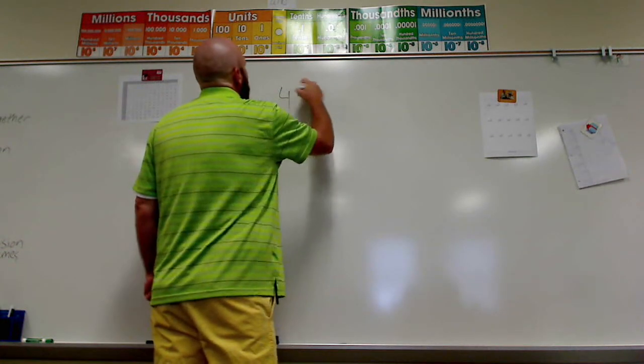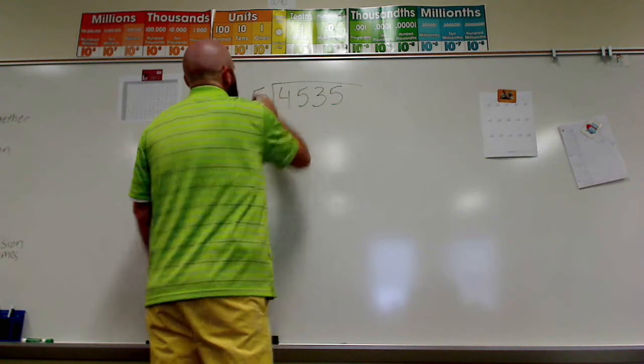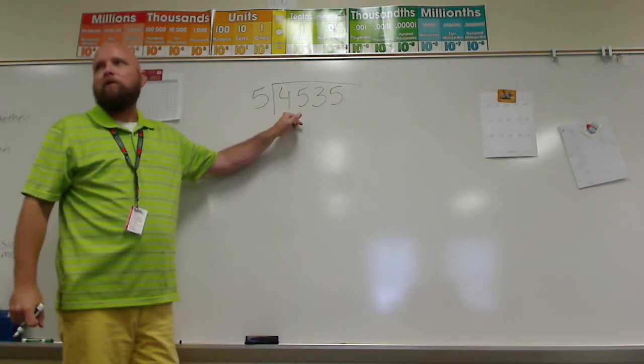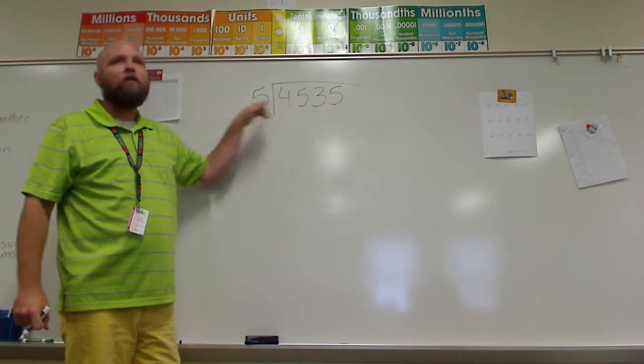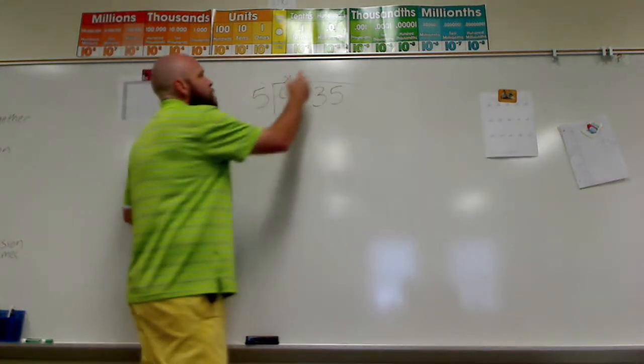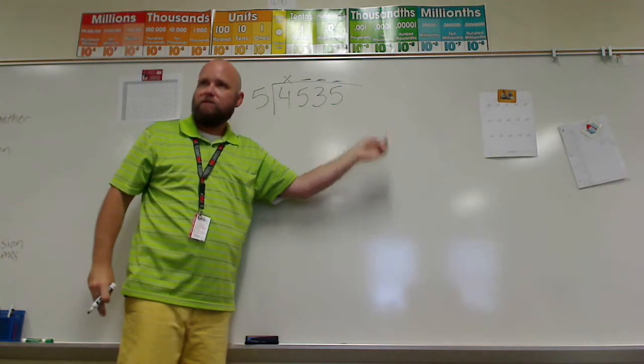Let's look at the second problem, which is 4,535 divided by 5. Now, does 5 go into 4? No, because 4 is smaller than 5. So I know it's not going to go into 4. Does 5 go into 45? That means my answer has to be 3 digits. My quotient, the answer, is going to have 3 digits.